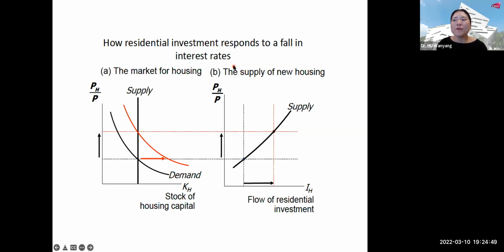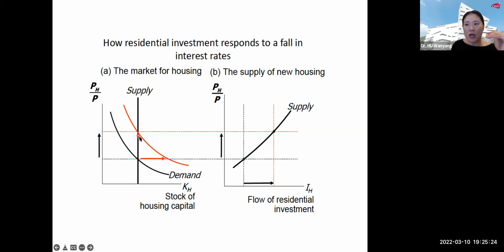If the interest rate declines, it means that the cost of borrowing will decline. It incentivizes people to get more loans, take more mortgages, so that they can buy a house. So this shock, the fall in the interest rate, will shift the demand curve entirely to the right. At any given relative housing price level, the housing demand will increase.